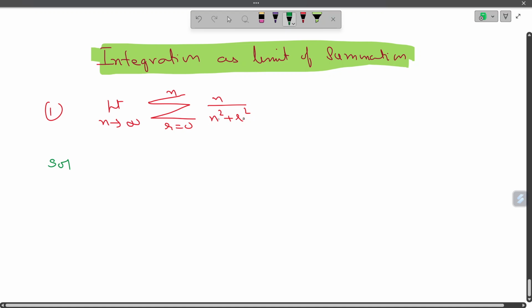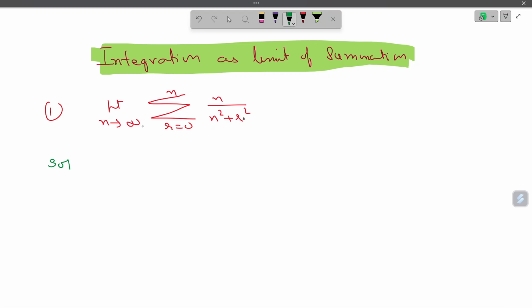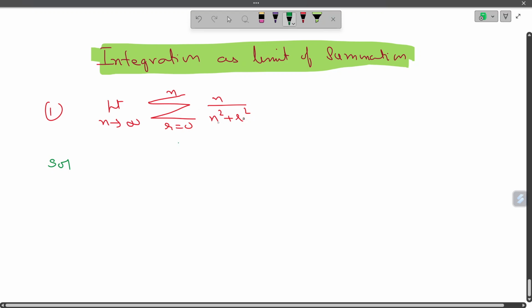The problem is: limit n tends to infinity, summation r equal to 0 to n, of n by n square plus r square. So I am taking n square common, giving 1 plus (r by n) square.